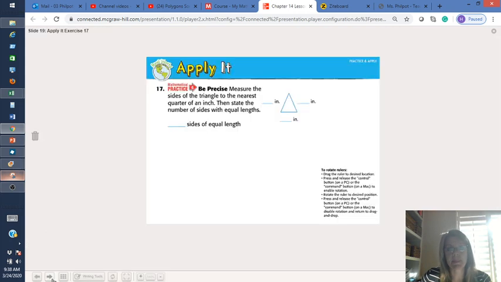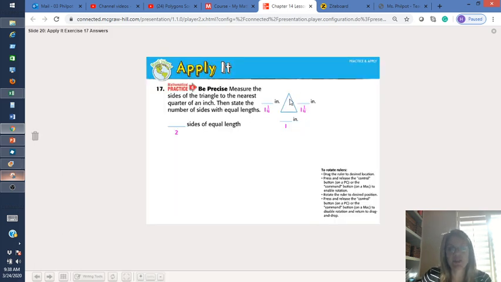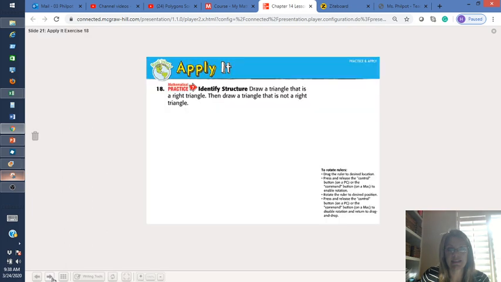Okay. Number 17, measure the sides of the triangle to the nearest 1/4 of an inch. Then state the number of the sides with equal length. So let's just look at that. Ooh, these top two are 1 1/4. Did you measure that correctly? The bottom is an inch, so we only have two that are equal lengths.